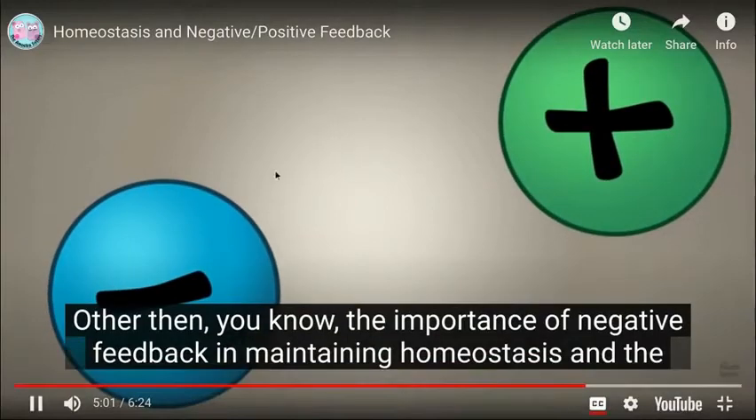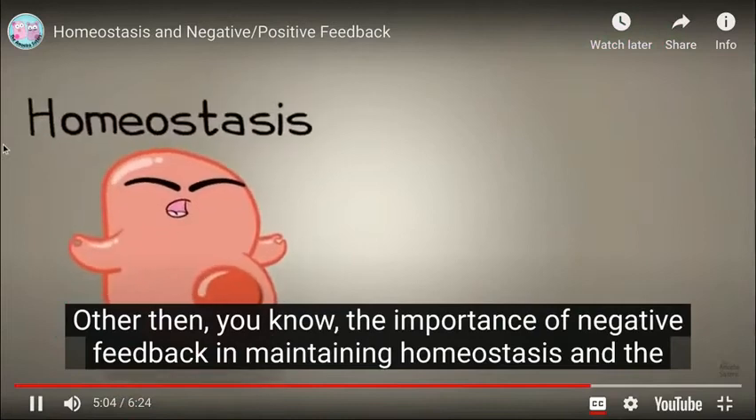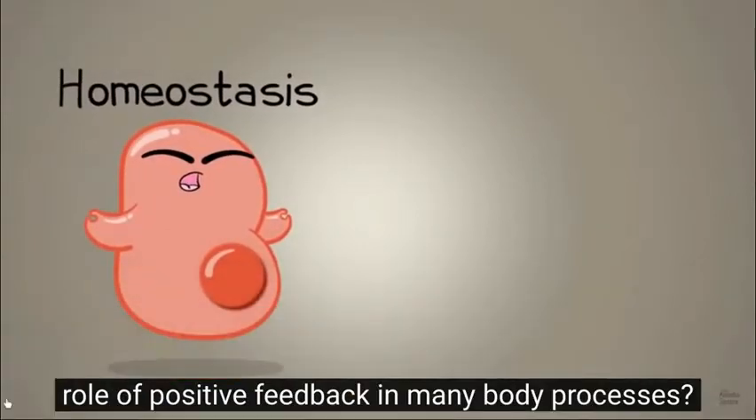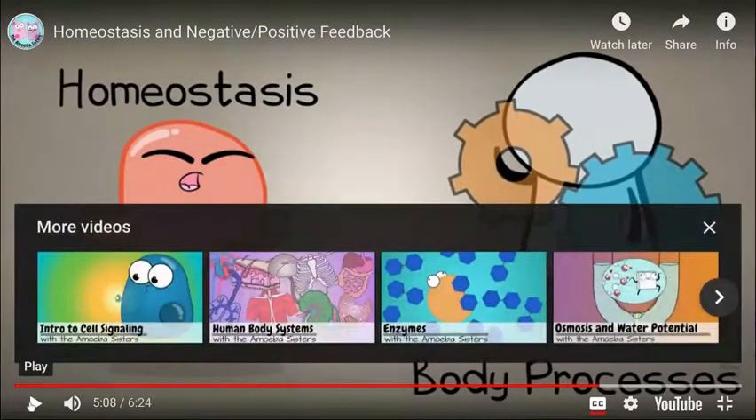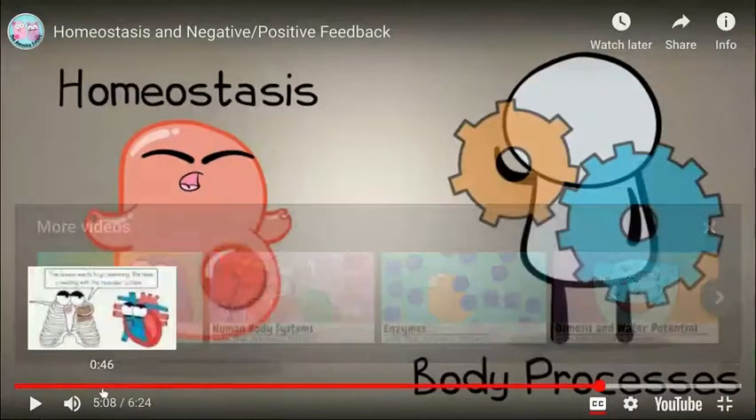So, why do we care about feedback? Other than the importance of negative feedback in maintaining homeostasis and the role of positive feedback in many body processes, I think that we understand the importance of it. It's going to keep our bodies regulated, and it's going to help babies be born. So these are really important feedback systems that are going on in your own body. They also happen in other places too. Like in earth science, I talk a lot about positive and negative feedbacks. It's a word that will come up as you go on with your life.